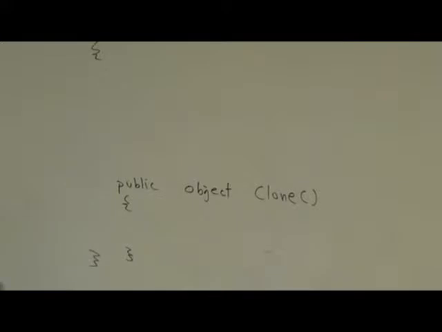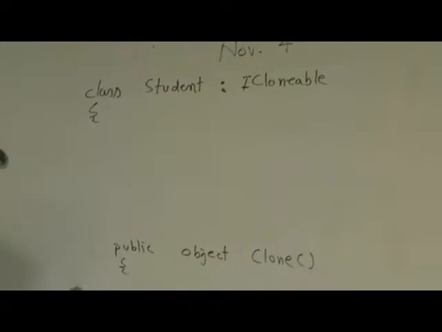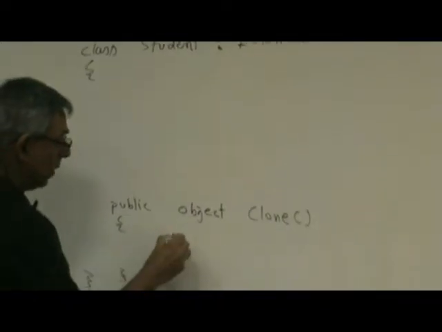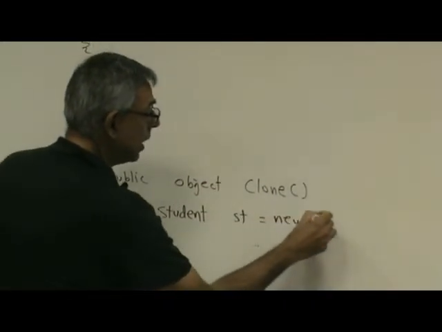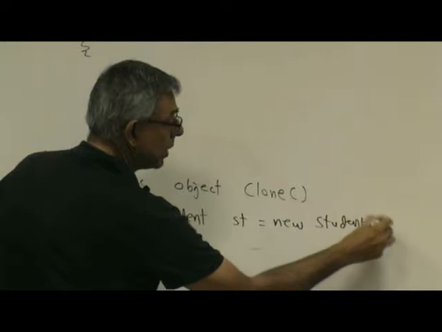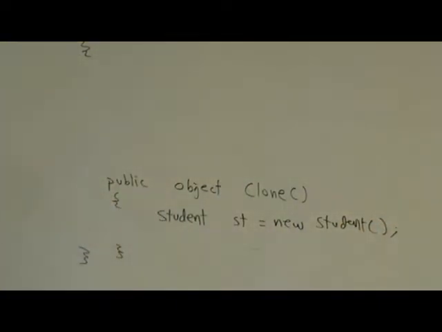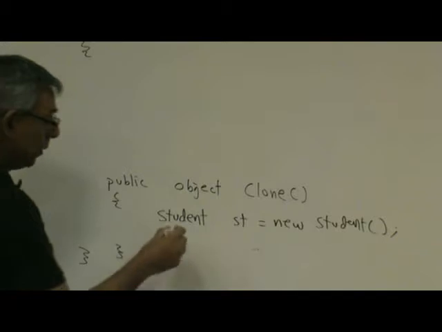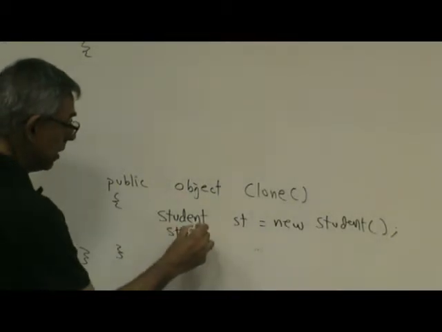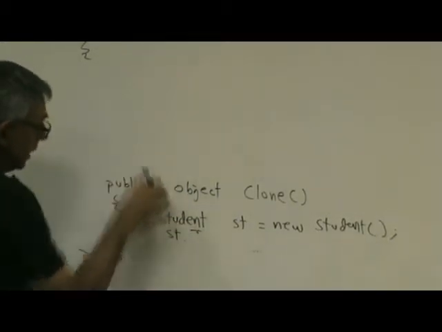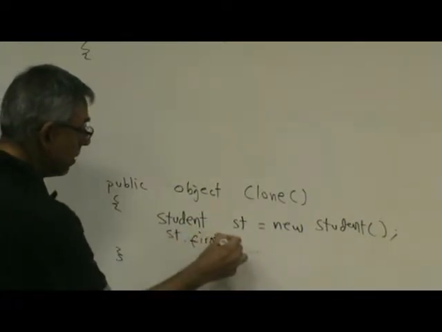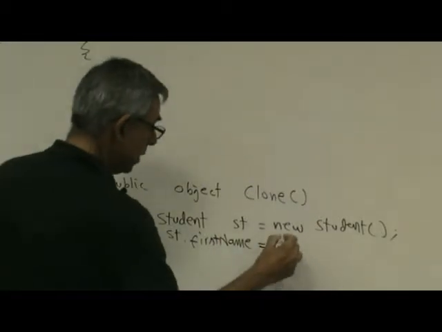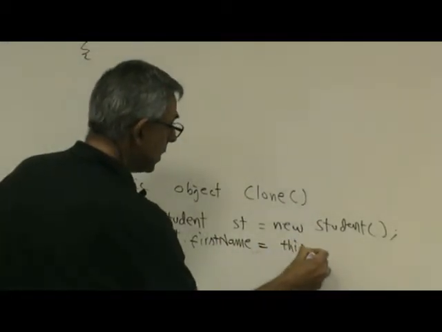The typical code, if you have a class like Student, will look something like this. You will create a new student, so you will say st equal to new Student. This will give us completely new memory for the new student, right? Then we will say st dot, since we are already inside the Student class, we can access the private field directly, first name equal to this dot first name.